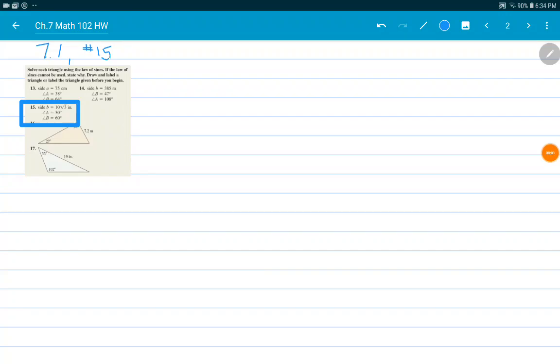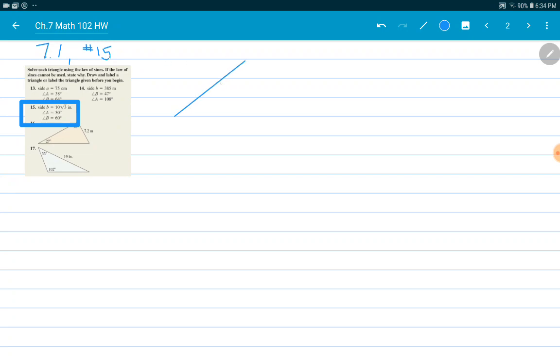In this section of 7.1, we're going to solve the triangle using the law of sines. If it can't be used, we need to state why and also draw a triangle before we begin to get a picture of what's going on. So we're going to do number 15 for our example.